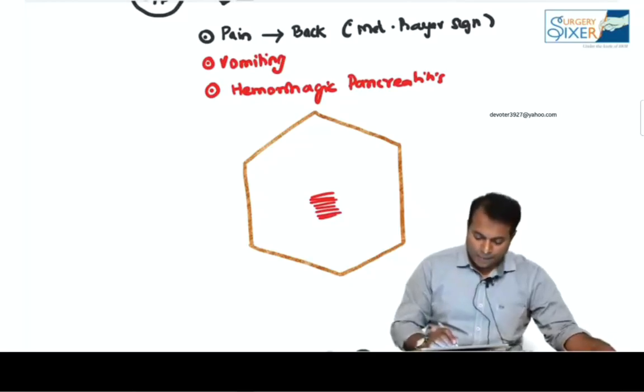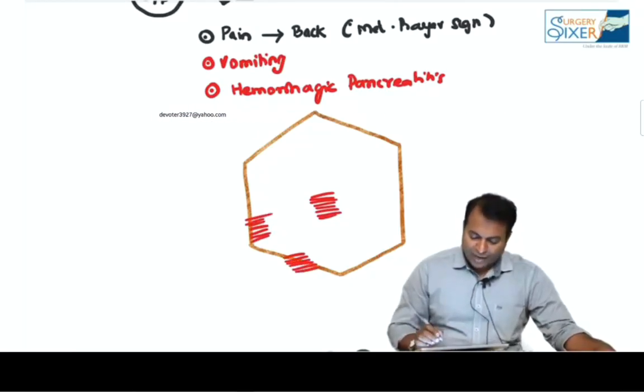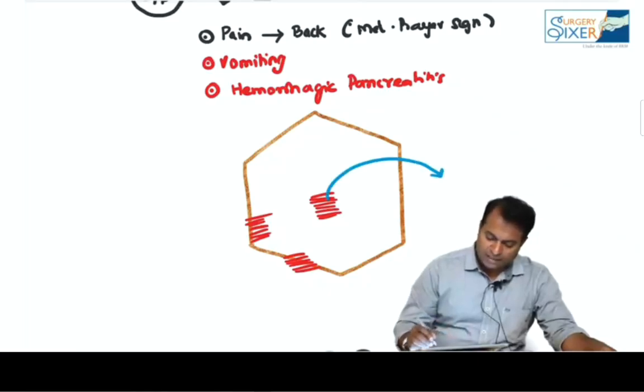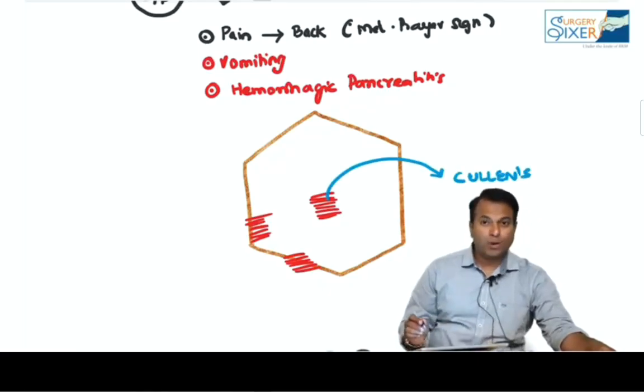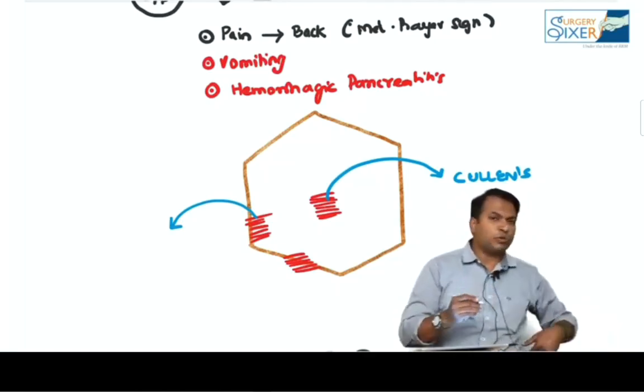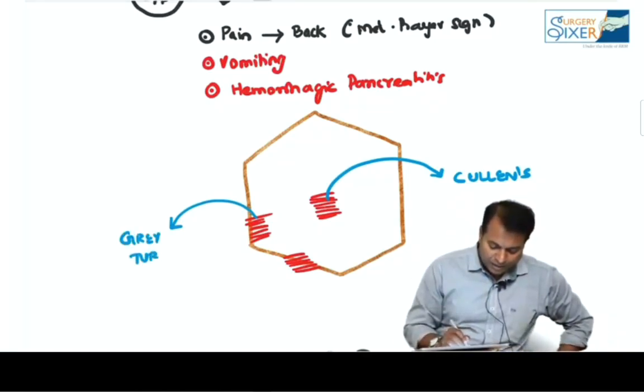Pigmentation around the umbilicus, pigmentation around the loin, pigmentation around the inguinal region. What are these known as? Pigmentation around the umbilicus is known as Cullen sign. Around the loin, remember Grey Turner sign. Grey Turner sign is in the loin.